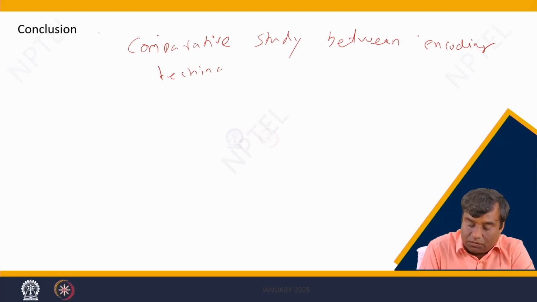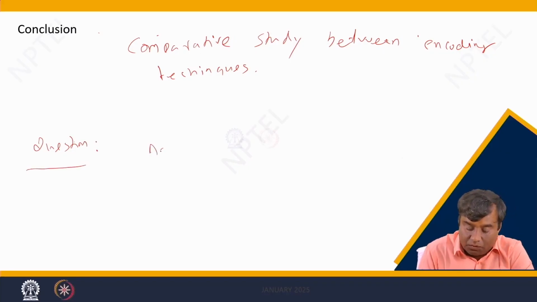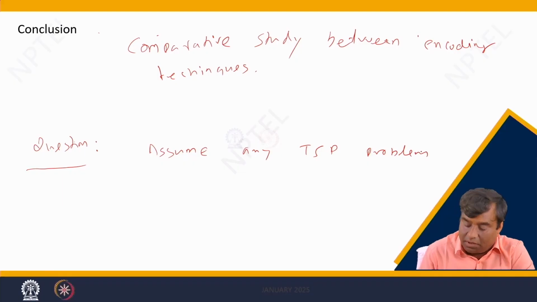The question for today's class is: assume any TSP problem and find 5 chromosomes.